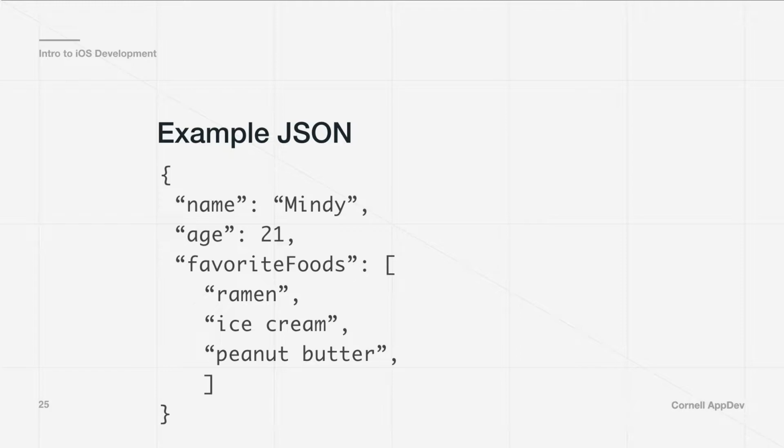As an example, this is one. So we have our JSON. It has 3 keys: name, age, and favorite foods. The value corresponding to name is Mindy, of type string. The value corresponding to age is 21, of type int. And the value corresponding to favorite foods is an array of strings. So it's very similar to a normal dictionary.